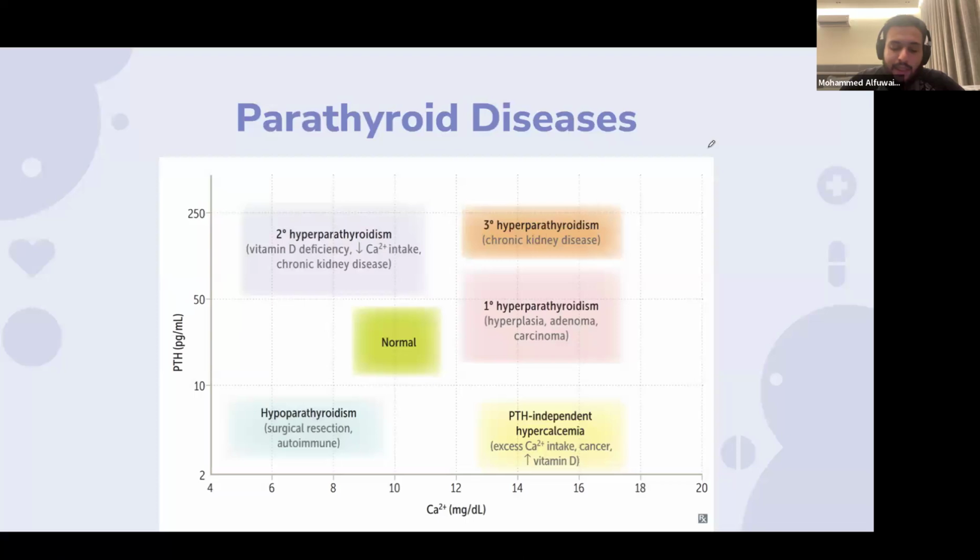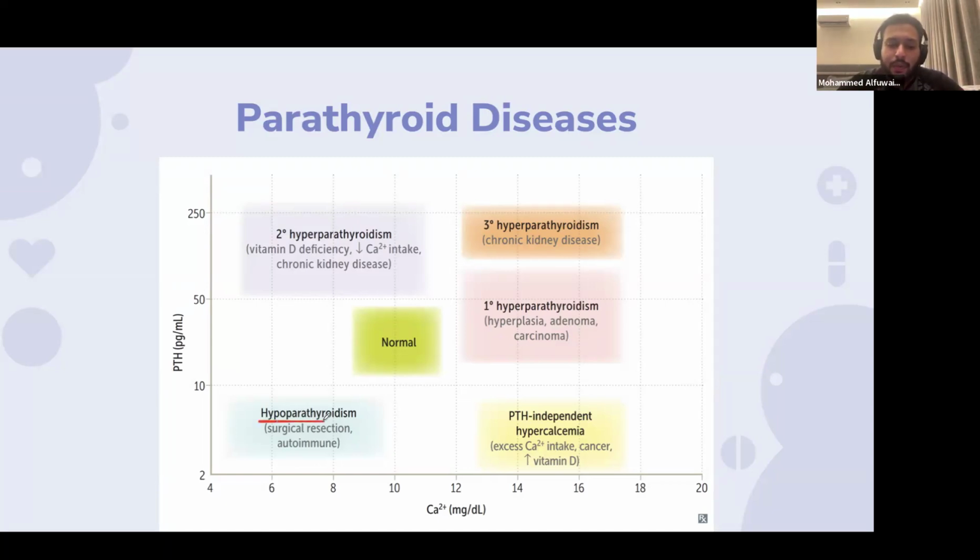Now, for the main tests that you do for parathyroid, you have PTH and calcium, and then others such as phosphate, okay? And then you need to do urinary calcium, and you go from there. So the normal, as I mentioned, if you have increased calcium, PTH should go down. If PTH goes up, calcium will go up, but then PTH will go down. Okay, it's just for homeostasis.